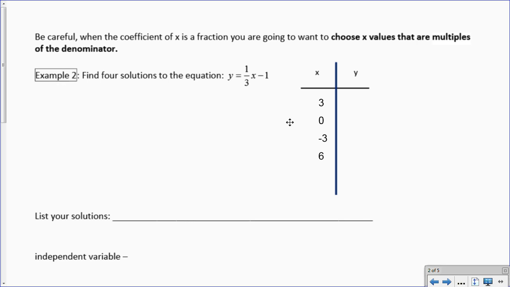Again, you guys could pick different values. It's totally fine. You could pick non-multiples of the denominator. You're just going to have fractions for your y's then. Okay? So let's go ahead and start with x is 3.